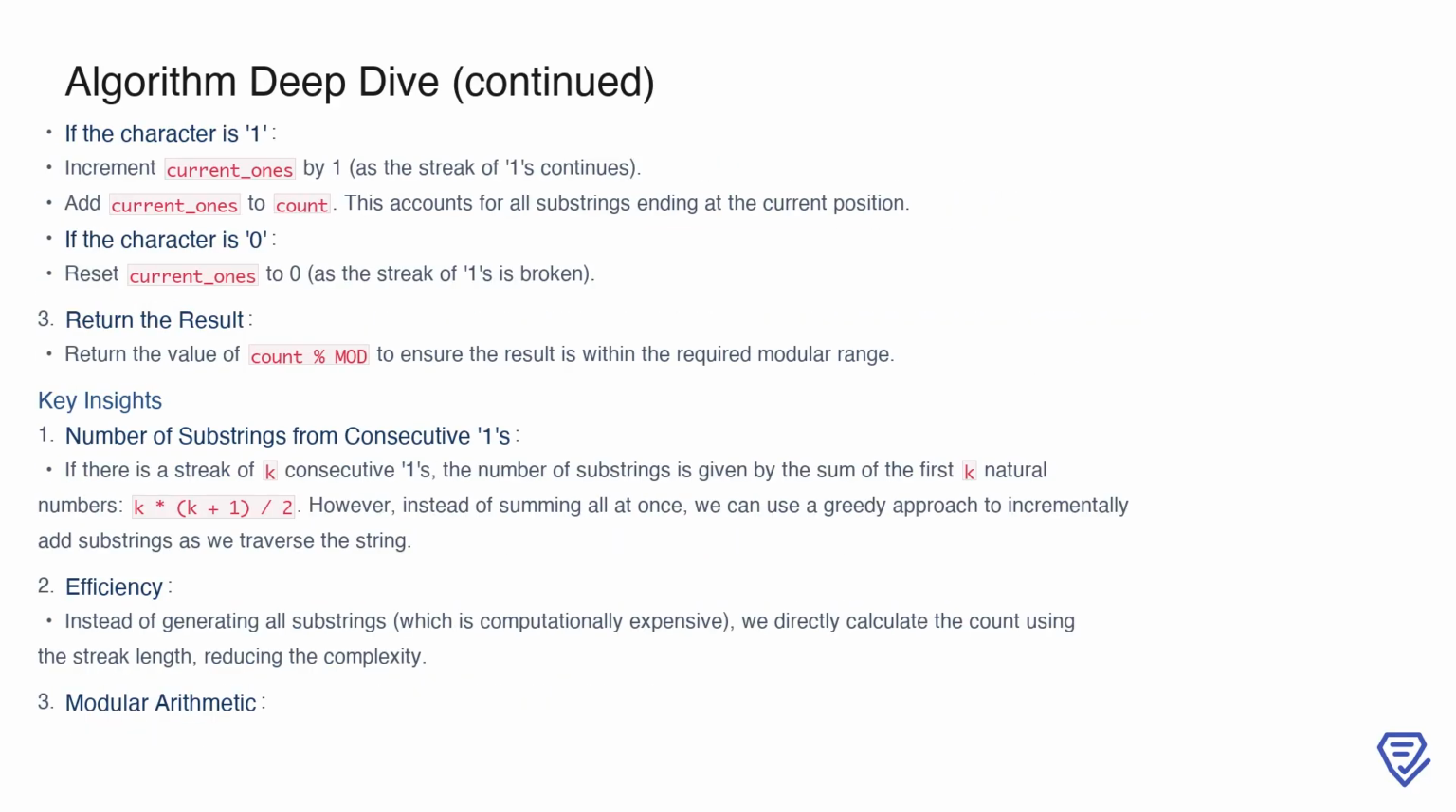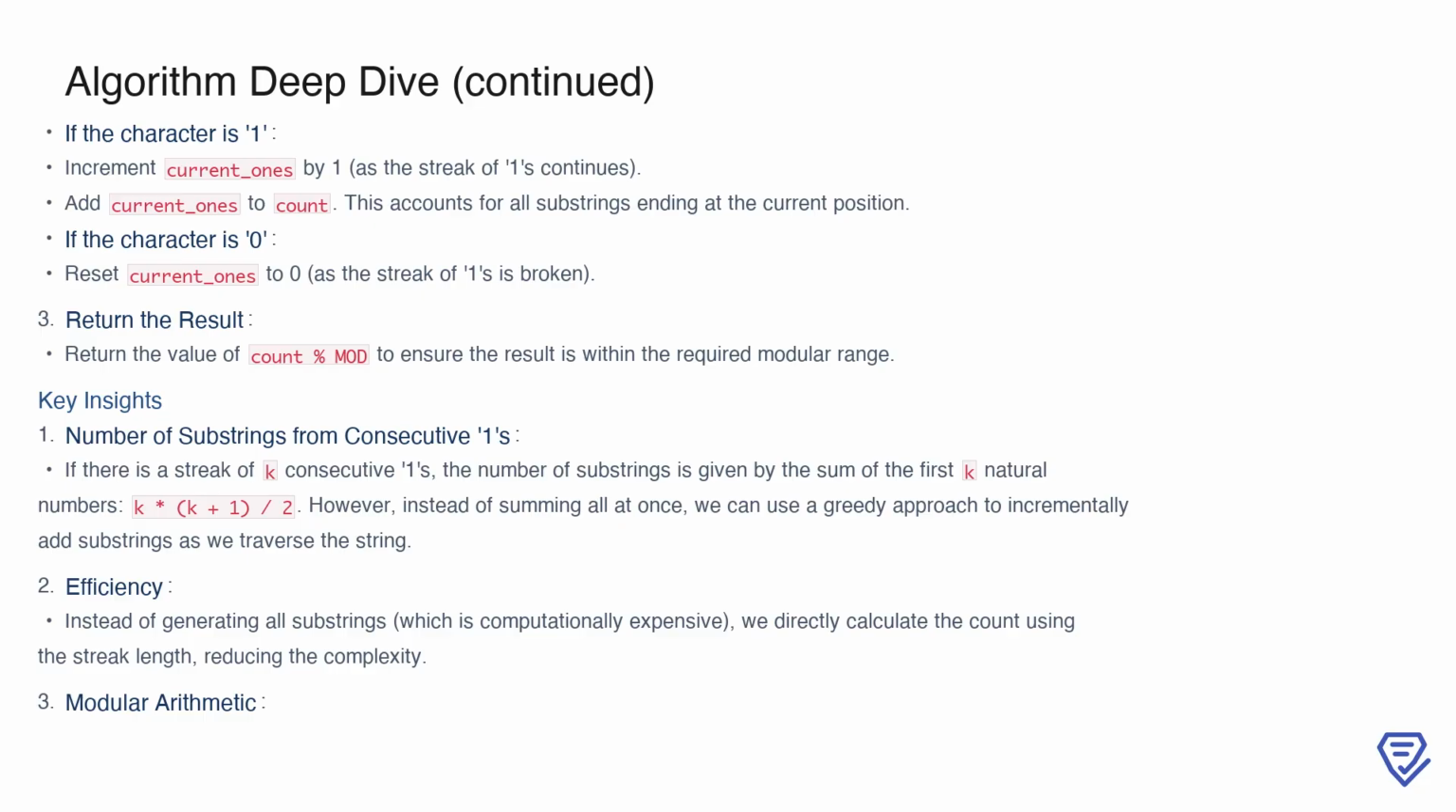As we traverse the string, if the current character is 1, we increment current_ones by 1, since the streak of ones continues. We then add the value of current_ones to count, which ensures that all substrings ending at the current character are included in the count. On the other hand, if the character is 0, it means the streak of ones has been broken, so we reset current_ones to 0. After processing the entire string, we return the result as count % mod to handle any overflow issues caused by the large number of substrings.